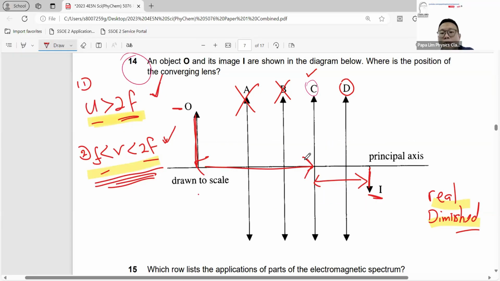Because some of the questions, I don't need you to draw, but I need you to deduce the characteristics of the 6 diagram, or one of the 6 diagrams, or even the characteristic of the object distance, or the image distance, like what this question did. Okay, so the 6 diagram is of utmost importance.